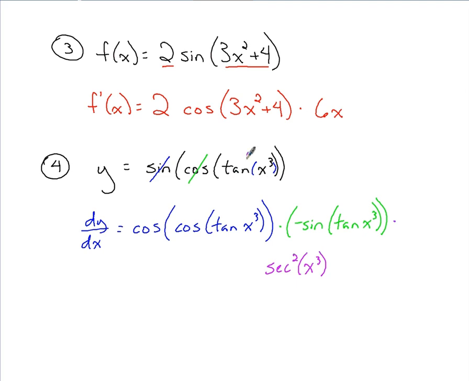So I've now taken care of tangent, right? What remains? X cubed. So if I take the derivative of x cubed, being 3x squared, and tack that on, that takes care of that part. I've worked my way through, so I must have my answer now for the derivative.